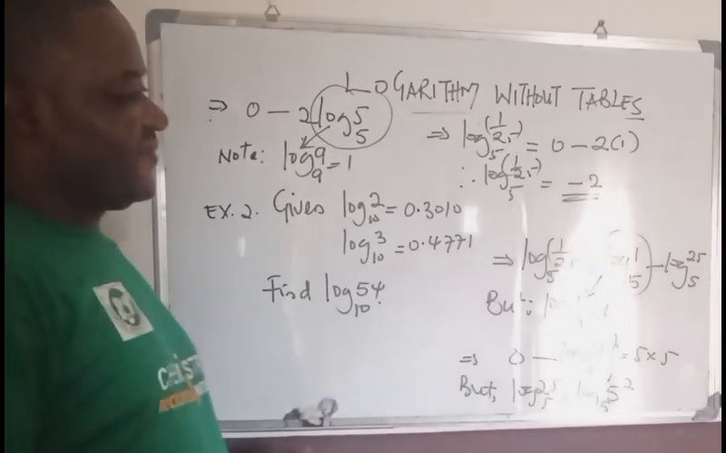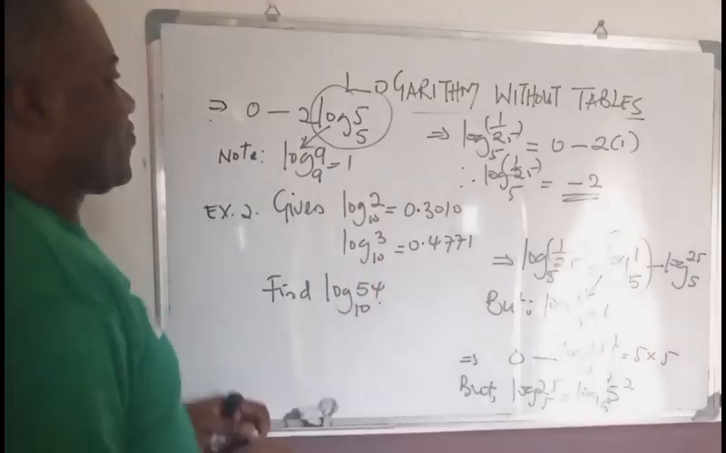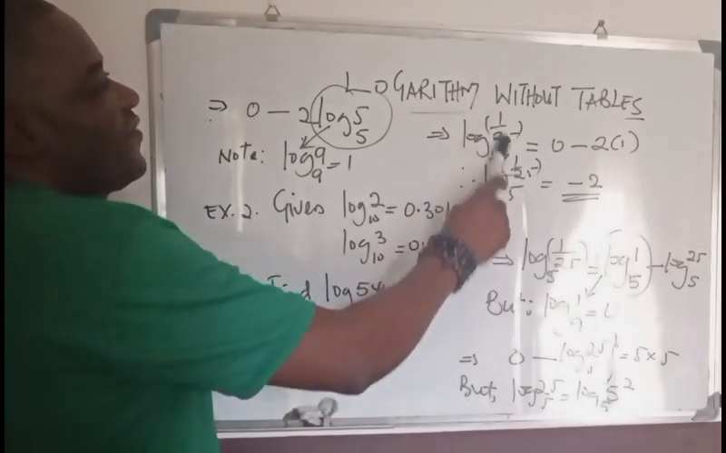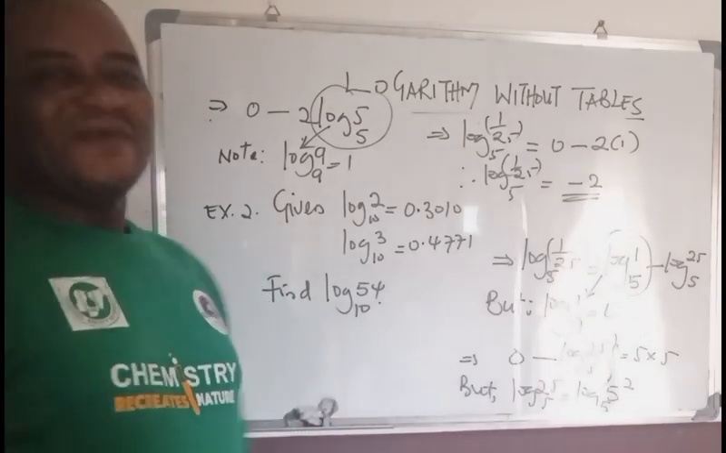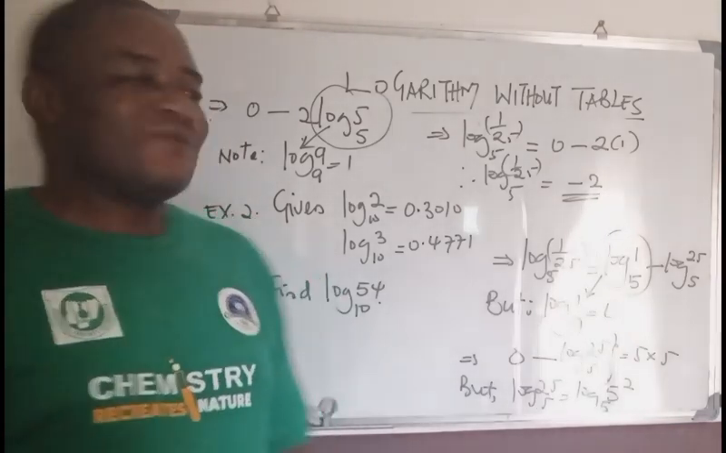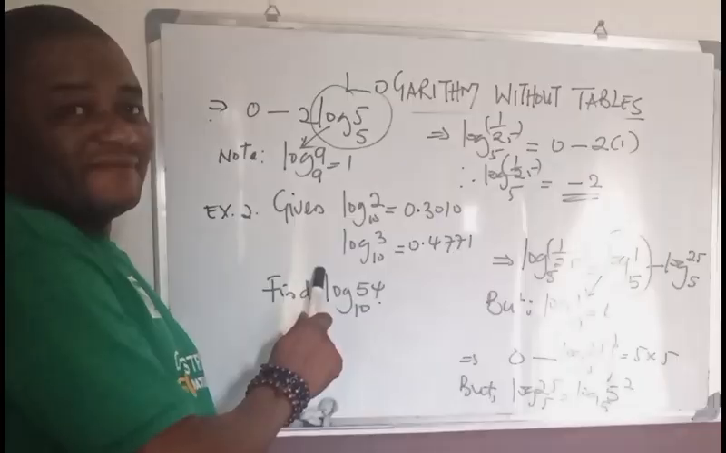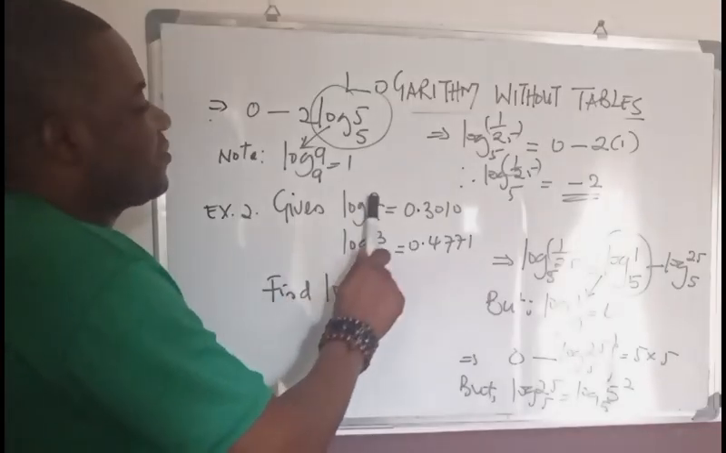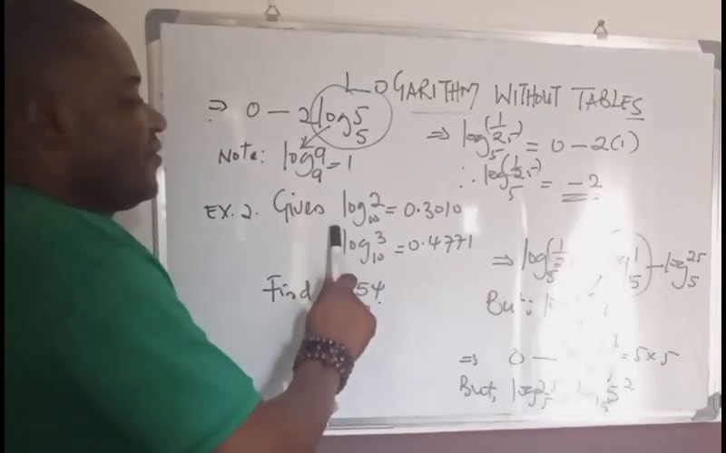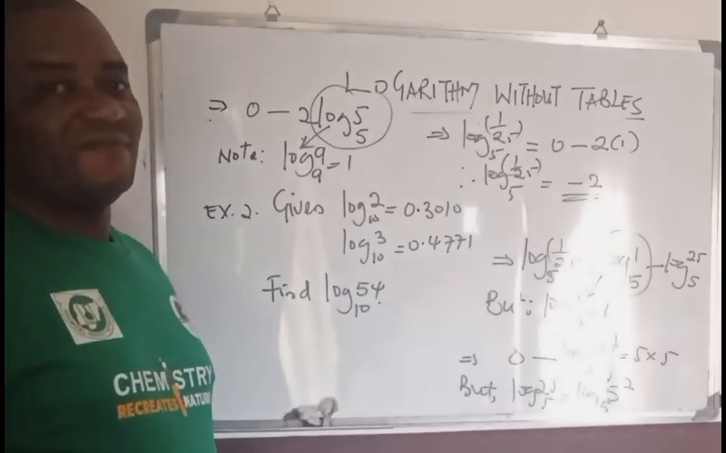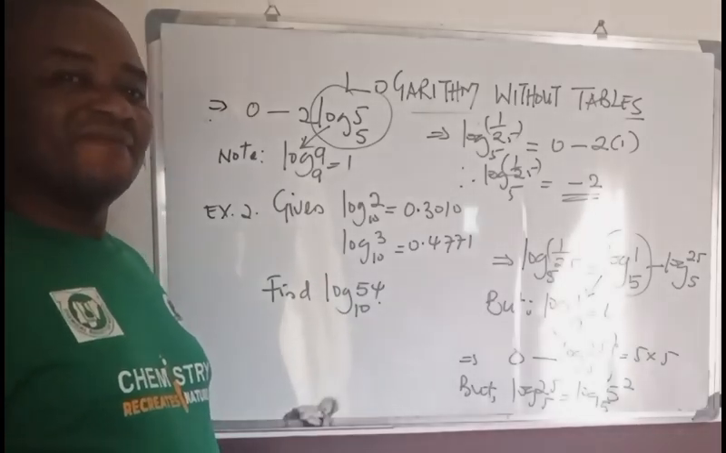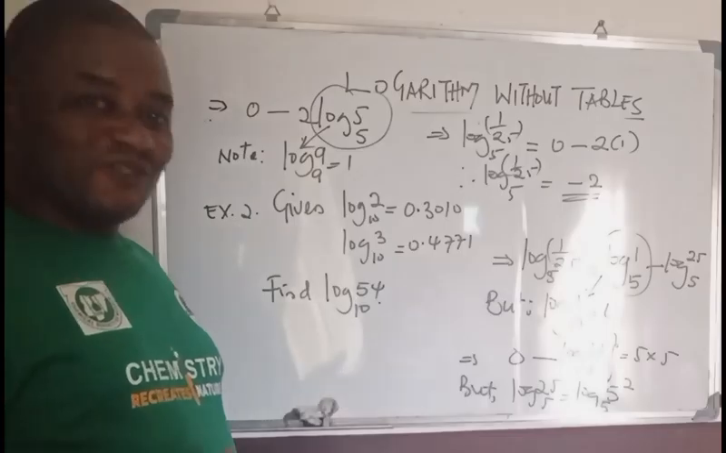Well, I'm sure that the breakdown we have done in solving the log of 1 over 25 base 5 was quite understandable. Okay, that will take us into solving this problem. We are given log 2 base 10 and log 3 base 10. We are expected to solve log 54 base 10. How do we go about that? It's going to be simple.